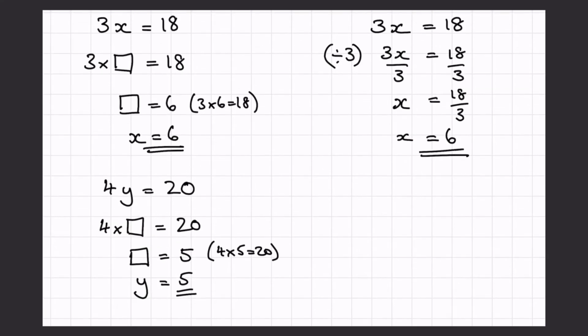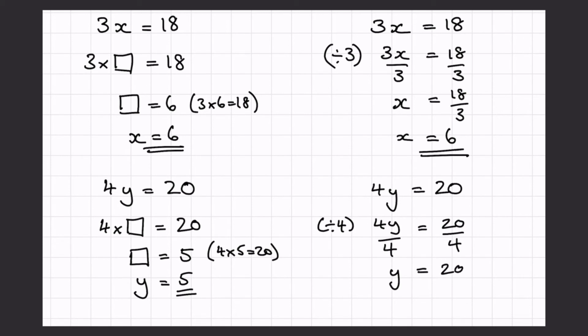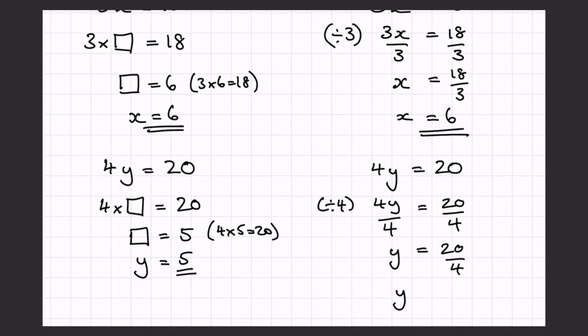And if we look at this question here, we've got 4y is equal to 20. So 4 multiplied by y is equal to 20. I want y on its own. So to get y on its own, the opposite of multiplying by 4 is divide by 4. 4y over 4 is equal to 20 over 4. A number multiplied by 4 and then divided by 4 is the number that you started with. So y is 20 divided by 4, which is equal to 5.